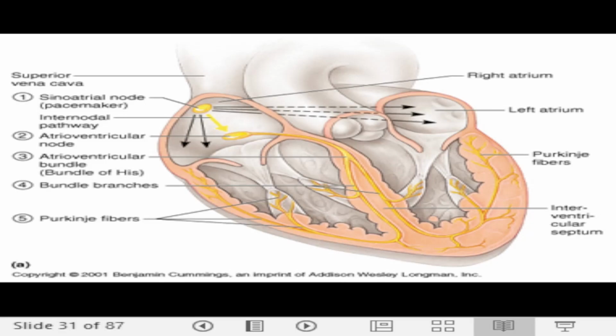The bundle of His is located in the septum, and at the apex of the heart, the bundle of His splits into two. One goes to the left side of the heart, the other goes to the right. Eventually, after splitting, they branch off into the so-called Purkinje fibers, labeled number 5. The signals are then received by the ventricles. Then the ventricles get stimulated, and eventually the ventricles contract.